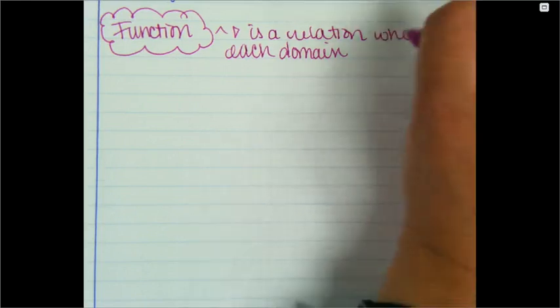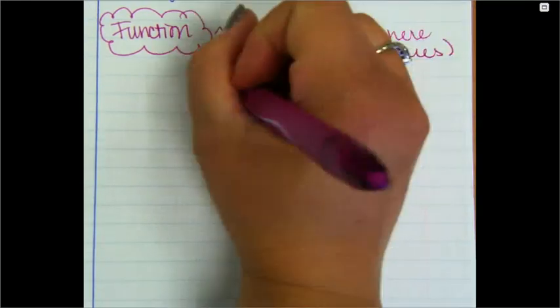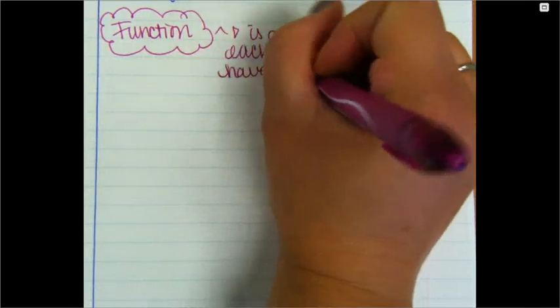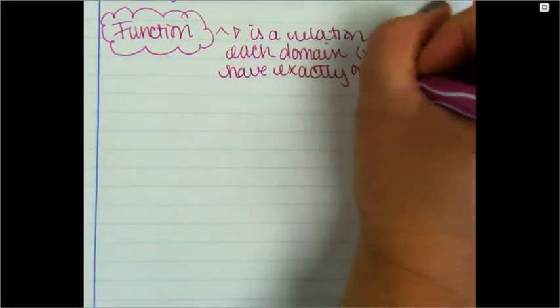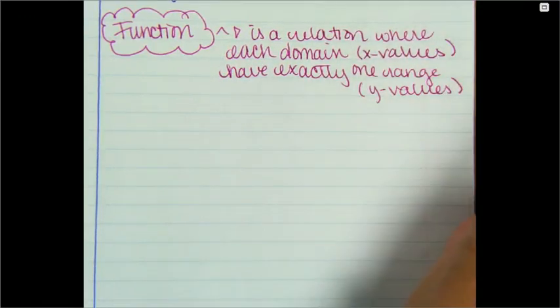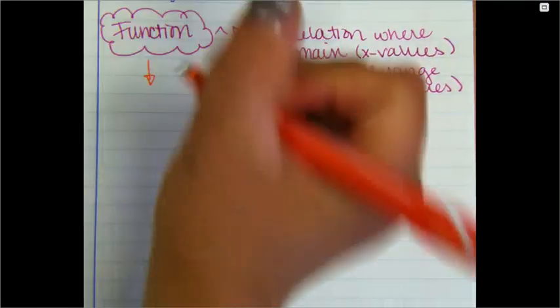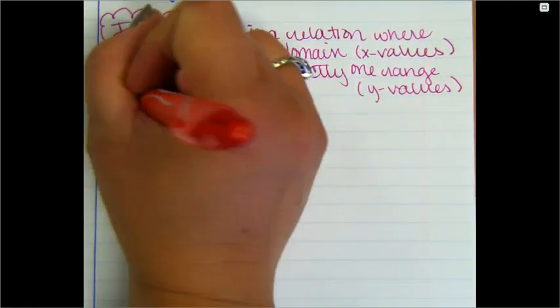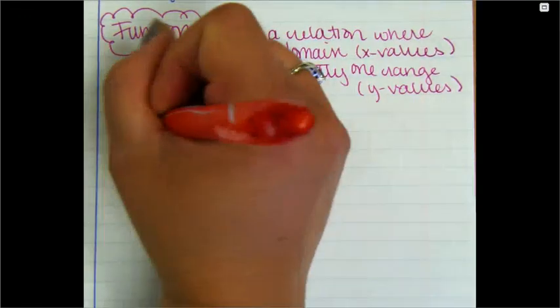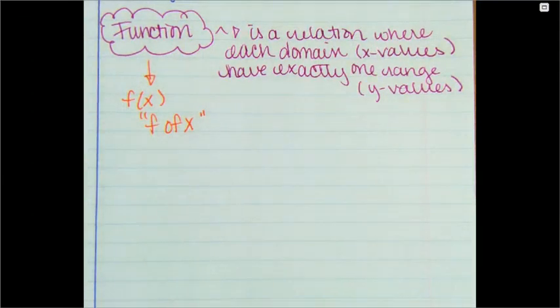Let's say your domain is your x values. Oh, that's what it is. And they have exactly one range, which are your y values. A function is written in terms of f of x. We use functions to graph.